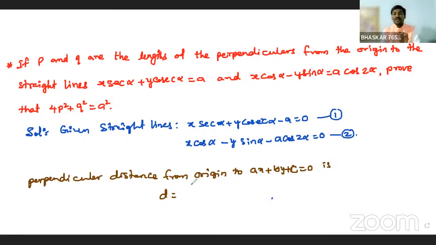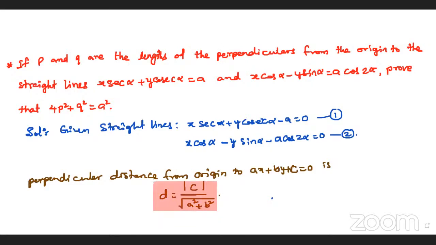Here x1, y1 is 0 comma 0, since the point is the origin. So we directly get mod c divided by under root of a square plus b square. Now we have to apply this formula for the first equation as well as the second equation. Here, what are the a, b, c values? x coefficient, y coefficient, and the constant.